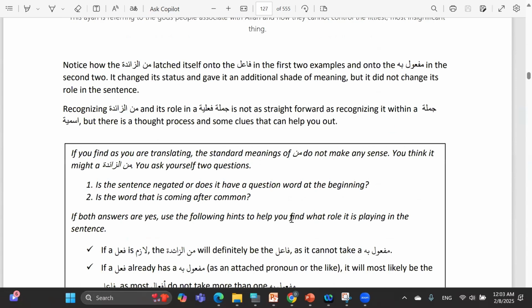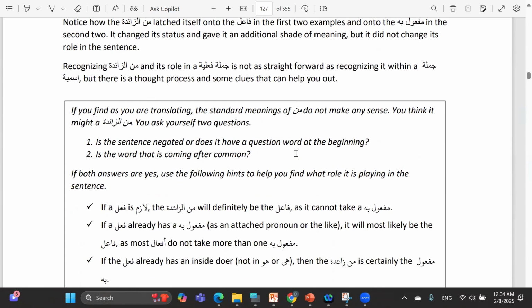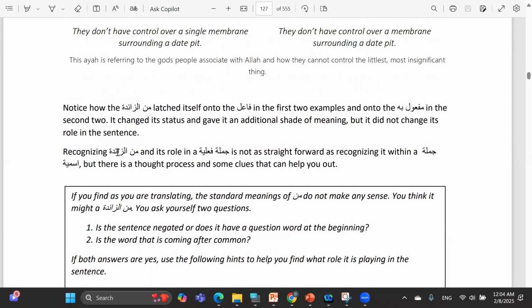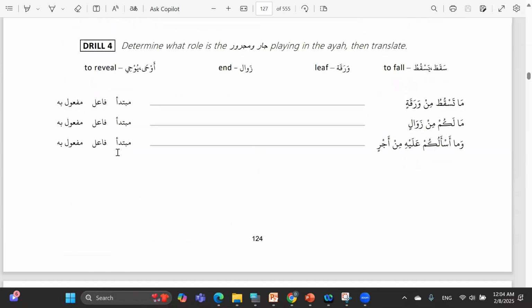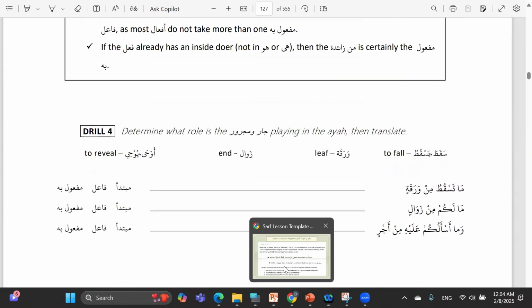So if you translate with the standard meaning of min and it doesn't make good sense, then you suspect that there is a min zaida over here. Then you are going to ask two questions. Is the sentence negated, or does it have a question word at the beginning? If the first condition is fulfilled, then you ask, is the word that is coming after min common? Then you have two conditions fulfilled, then it is min zaida. Okay. So that's how you identify min zaida in jumla failure. And these are the exercises that inshallah we are going to do in our live session.